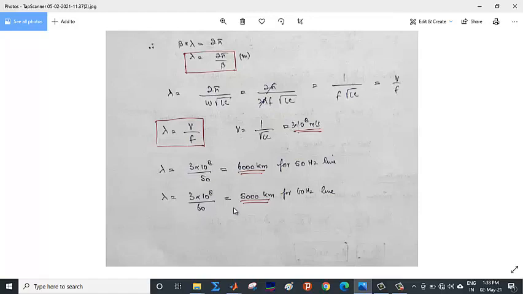So in that case, you will get an idea of what the length of the line should be so that the angle between the sending end and receiving end is equal to 2 pi. That means they are coincident again, they are in phase.